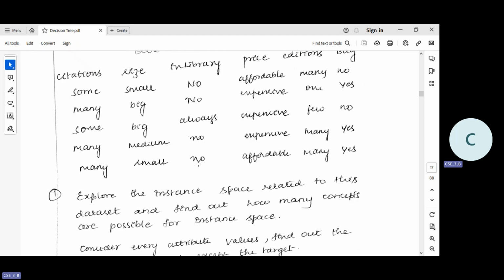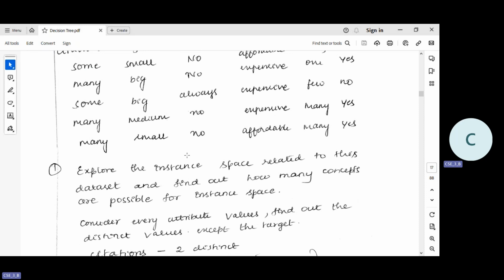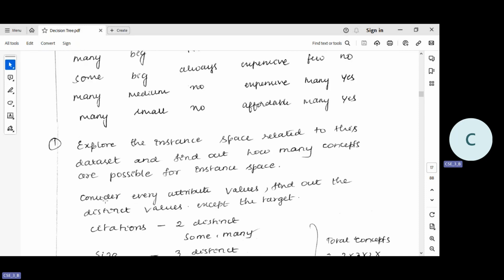So first, what are we supposed to do in order to find the maximally specific hypothesis? Before that, we try to answer a few questions about how we use the Find-S technique and the candidate elimination approach, how we observe the given instances and their outcomes, and how we identify a hypothesis. First, we go through this question: explore the instance space related to this data set and find out how many concepts are possible for this instance space.